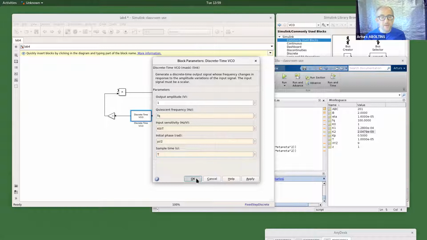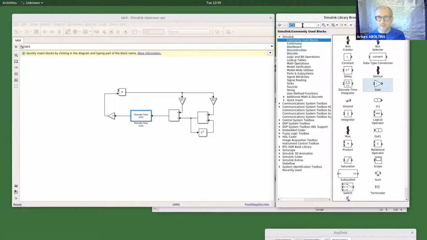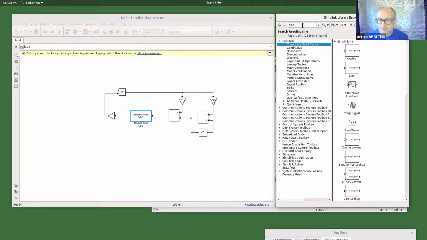This is the most complex block, yes, because it has 3 parameters. Other blocks are very simple. Okay, save. Theoretically, now we should add this reference source. So we go to the library and find this sine wave source.